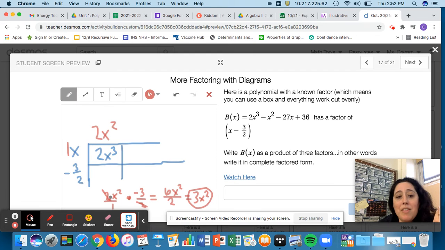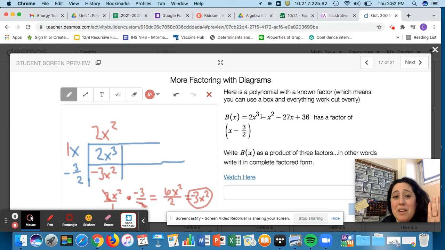The only thing that changes is now we have a positive times a negative, so this actually should be a negative 3x squared. And that's exactly what I'm going to put here. Negative 3x squared. All right, what am I trying to combine it with? What am I trying to get?